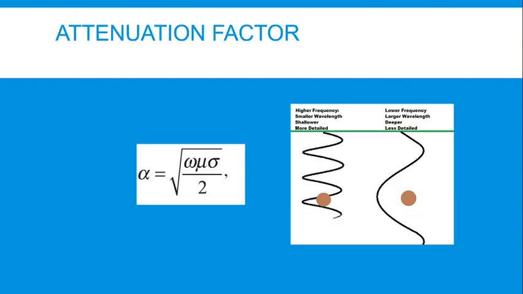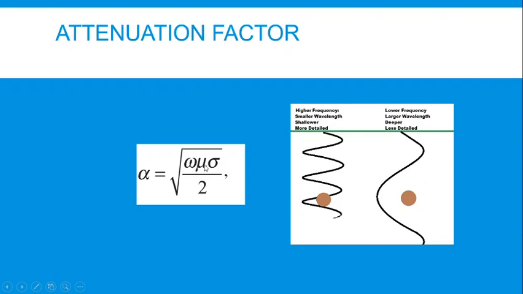Coming to the factor where the attenuation plays a major role. See, if we say alpha is the attenuation factor, and omega is the frequency of the transmitted signal, and mu represents the magnetic properties of the material, sigma is the electrical conductivity of the material, this factor basically depends majorly on the frequency.